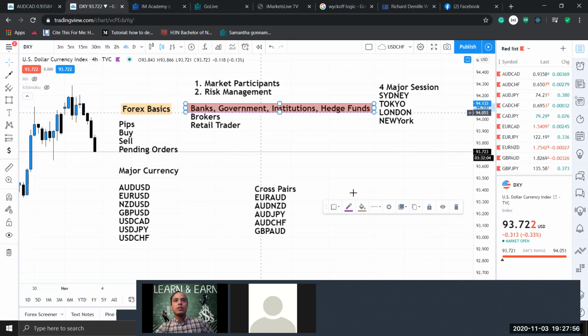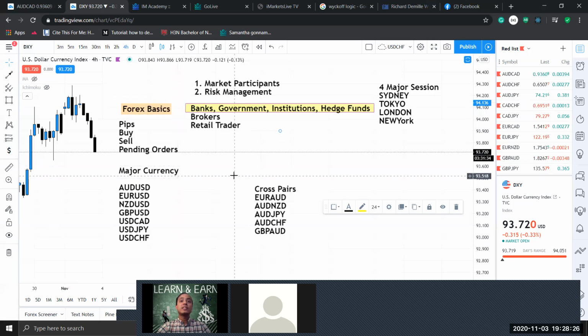Okay, let's highlight this one. Banks, governments, institutions, hedge funds are the main players in the market. We as retail traders constitute only about 5%, brokers 10%, but 75-80% of the market is driven by the banks, governments, institutions, and hedge funds.